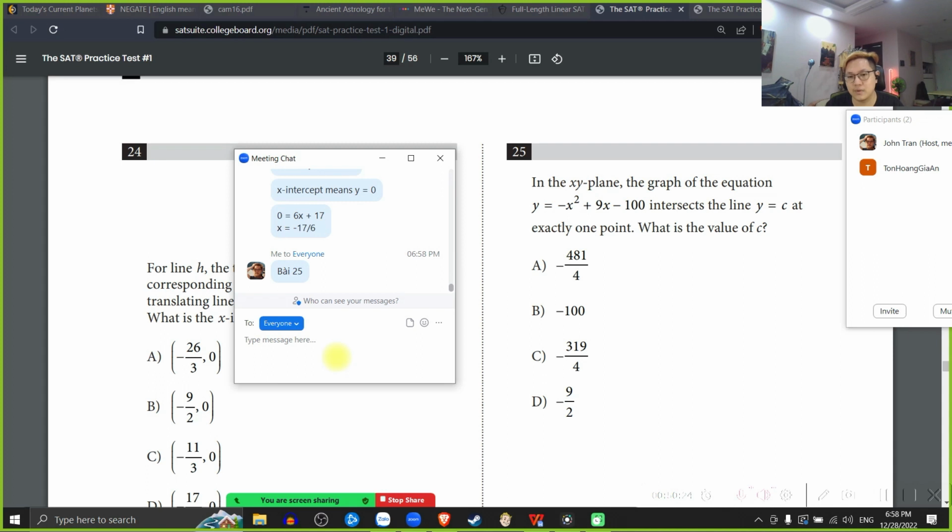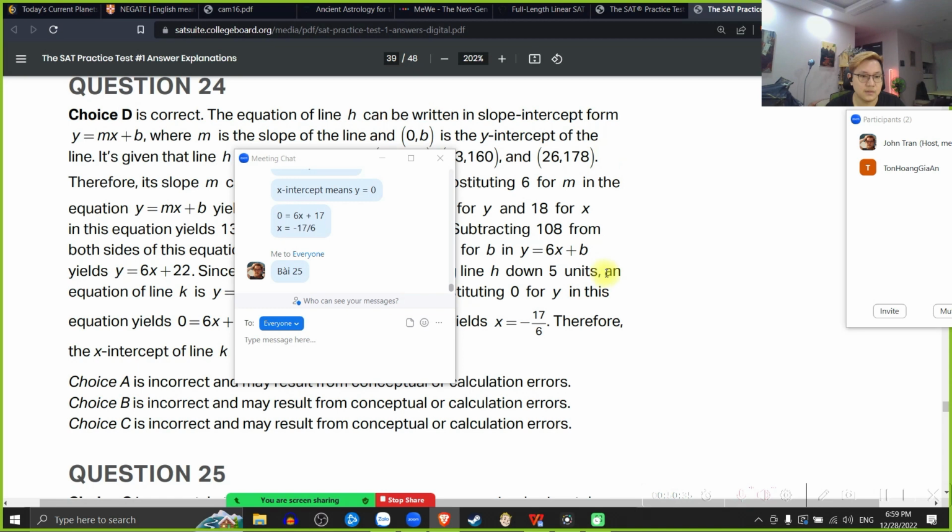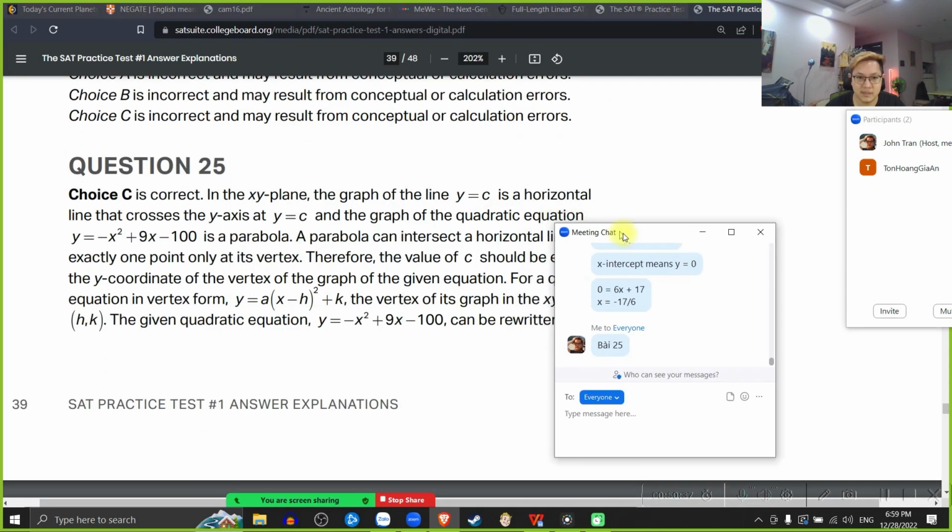Why do you say it's b equal to minus 100? Why? Okay, let's look at the answer. The answer is C, not B, okay?